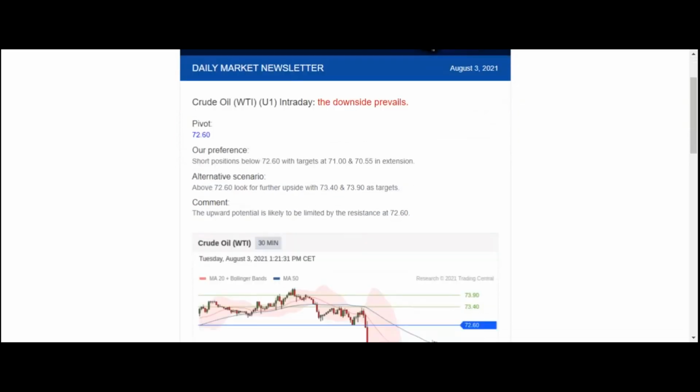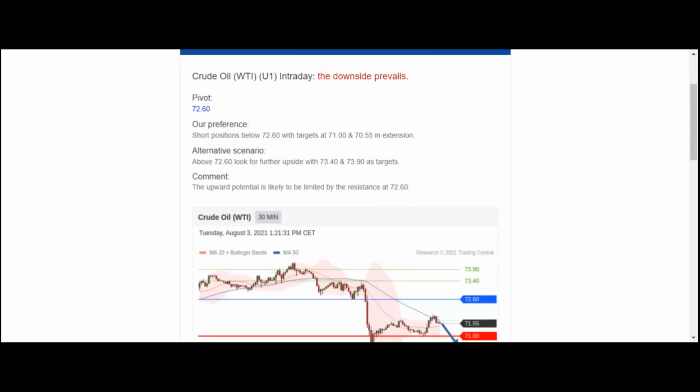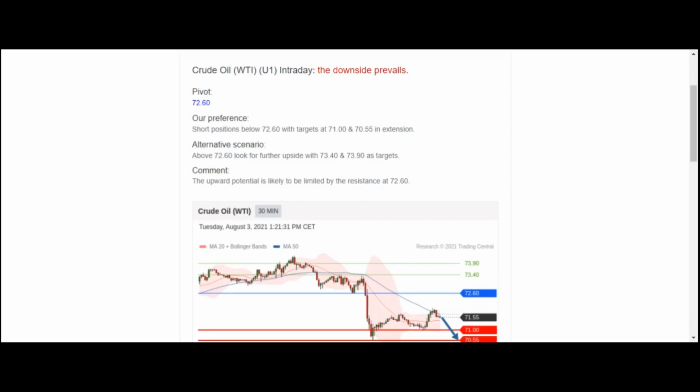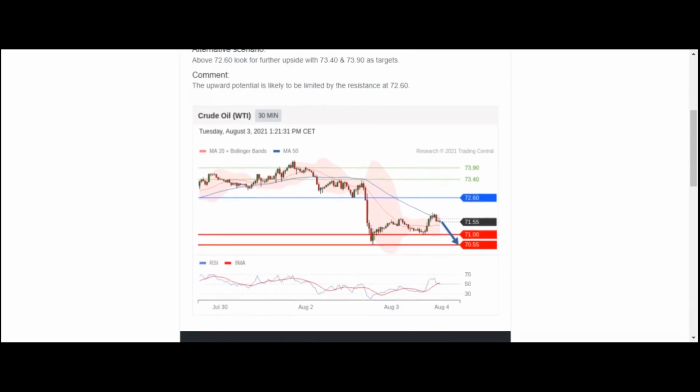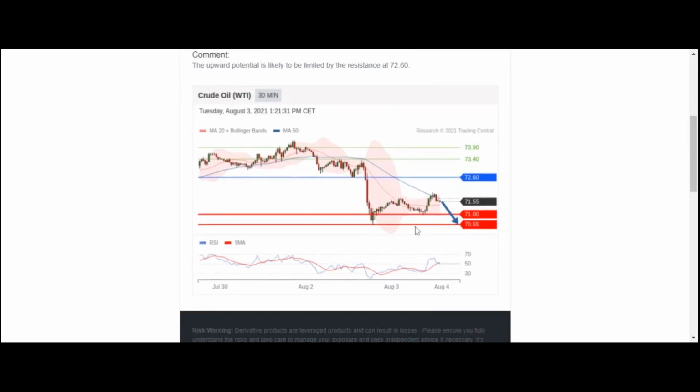If you don't know what support and resistance is, I have a class on it on our YouTube channel. You can go and check it out. But just a brief introduction: support is an area in price where you look for buying opportunities. Resistance is an area in price where you look for selling opportunities. You can see the analysis down below here, how price is below 72.60. Simple and easy. Now all you need to do is go to your charts and plot it out.